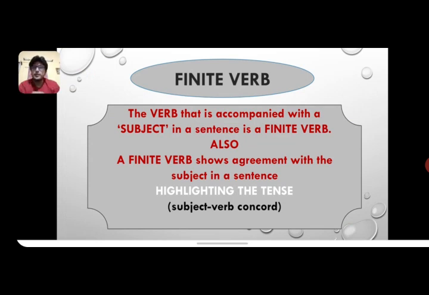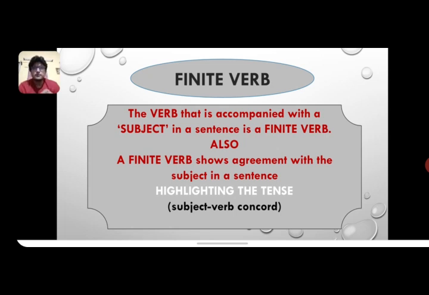That means the moment you see a verb that is closely attached to the subject in a sentence, it will definitely stand out to be a finite verb. There is no other categorization for that verb. If it's next to the subject in a sentence, it is definitely going to end up in the family of finite verb. Let us give another shape to this definition.